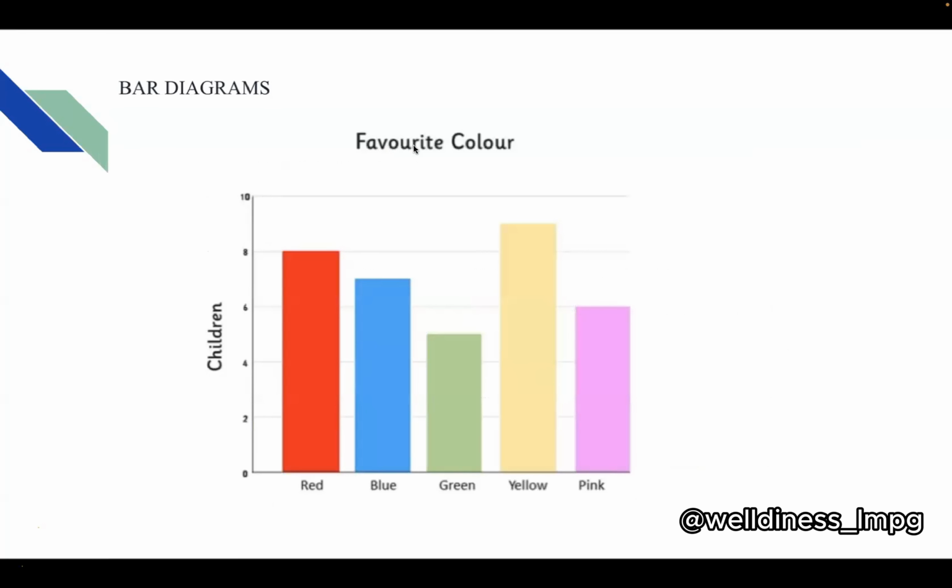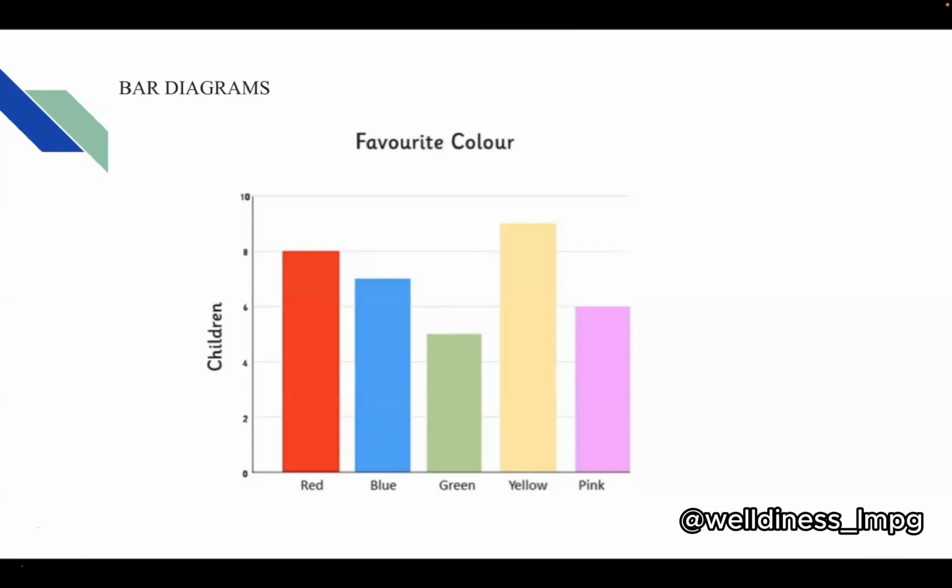So now let's look at favorite color. On the left-hand side, we have what? Children. And on the x-axis, we have colors. Which color can we say is the second most liked color? Red. Why is it red? Because it has 8 children, while yellow has between 8 and 10. That's actually correct.